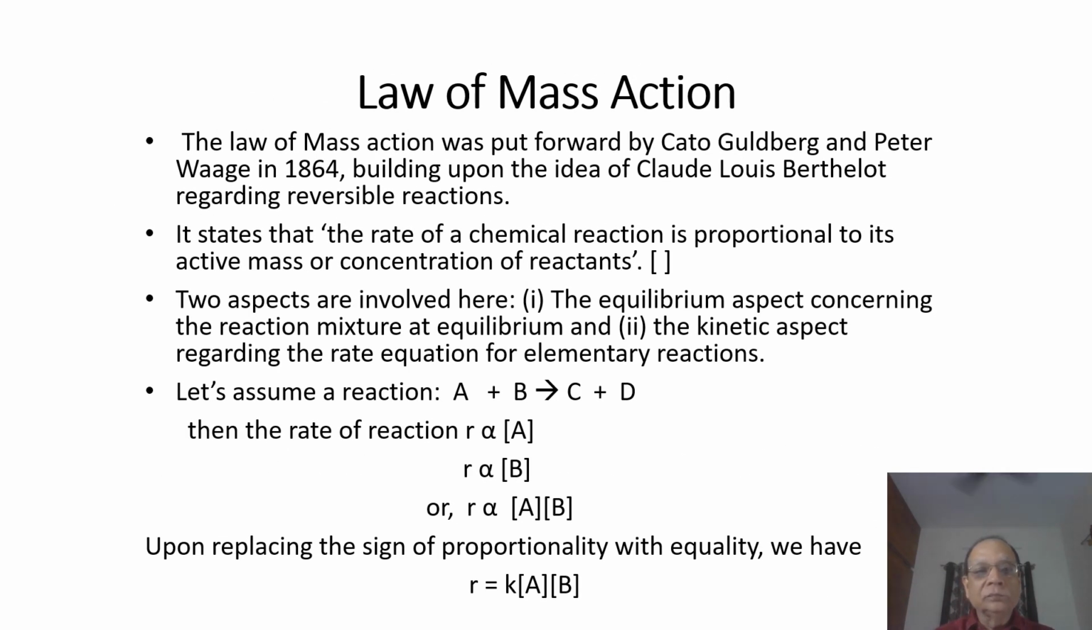Law of mass action. We have done this while studying chemical kinetics. The law of mass action, and it would be very necessary if we revisit this idea before we proceed forward. The law of mass action was put forward by Cato Guldberg and Peter Waage in 1864, building upon the idea of Claude Louis Berthollet regarding reversible reactions. It states that the rate of chemical reaction is proportional to its active mass or concentration of reactants. And the concentration of reactants is always given in brackets.